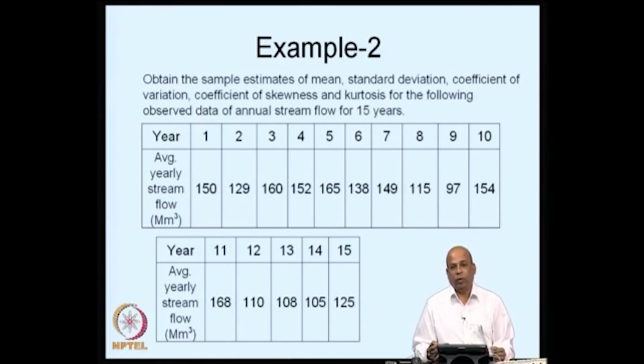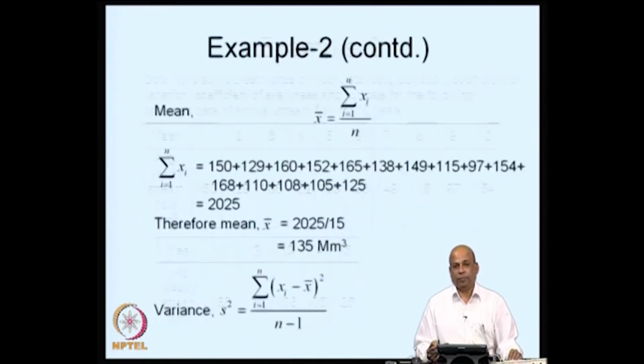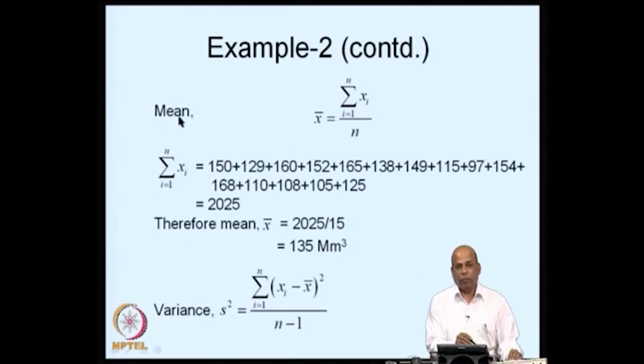So, when you have observed values and you want an idea of the distribution, you use the sample estimates for the measures that we just defined, namely x bar, which is an estimate for the mean, S square, which is the estimate for the variance sigma square, the coefficient of skewness, denoted as CS for the sample estimates, and the kurtosis, which is K. First we get the sample estimate for the mean as simply the arithmetic average: add up all the values and divide by the number of values, which is 15 in this case. So, you get the sample mean as 135 million cubic meters.